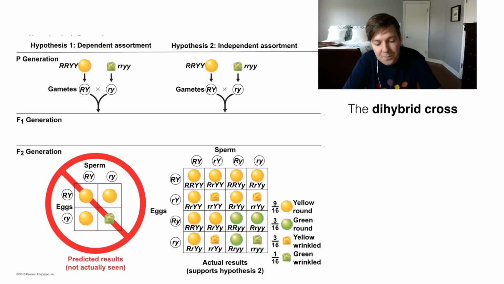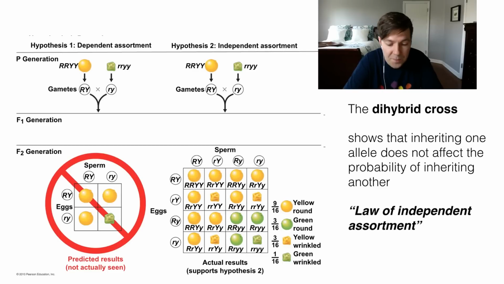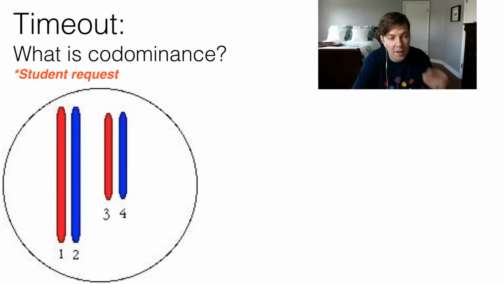yellow versus green. So the dihybrid cross shows that inheriting one allele does not affect your probability of inheriting something for the other trait. He called this the law of independent assortment. So yellow and green assort totally differently from round and wrinkled. So this is Mendel's idea that genes, he called them factors, but genes get inherited independently. You'll notice there's an asterisk next to that. We know that's not always true, right? And we can talk about linked genes in a little bit. I promise we will. Before we get into that more modern stuff, another student question: what is codominance?